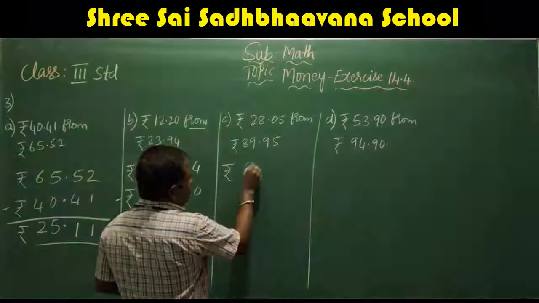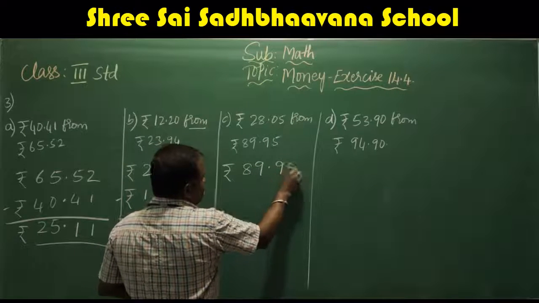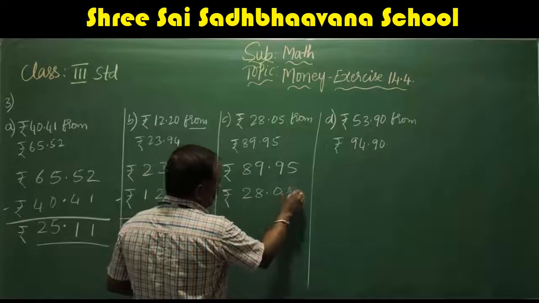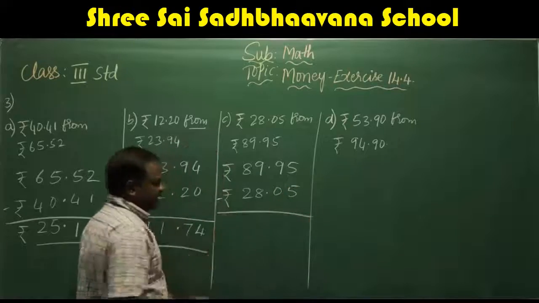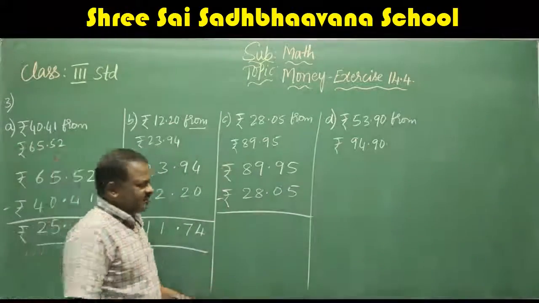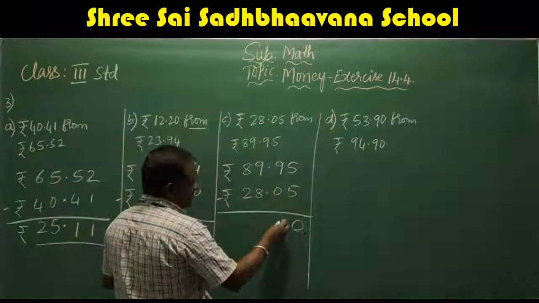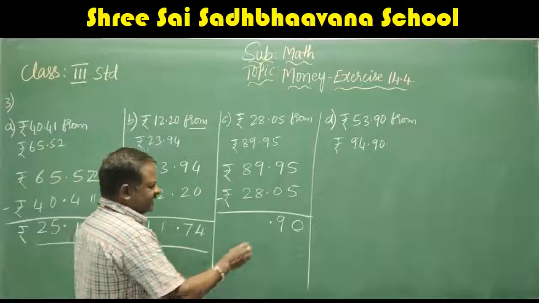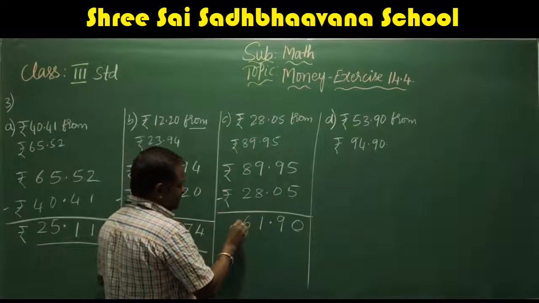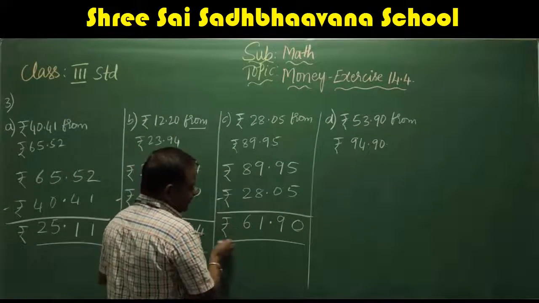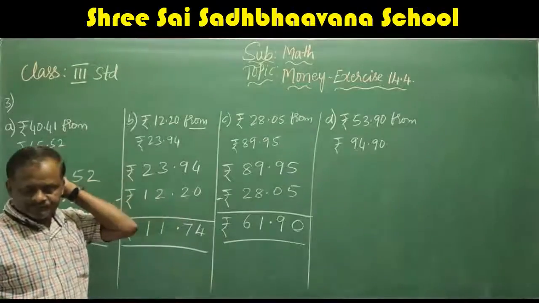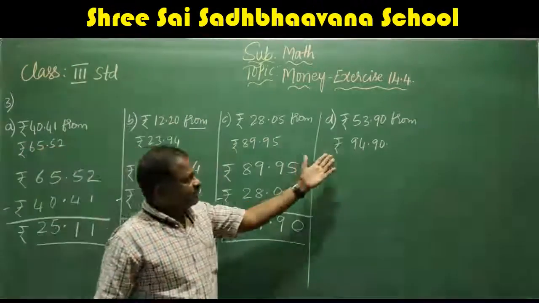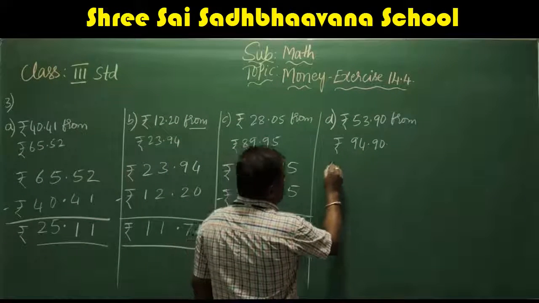Come to here. From rupees 89.95, you subtract rupees 28.05. That is, they have given 5 minus 5, 0. 9 minus 0, 9. Decimal point as it is. 9 minus 8, 1. 8 minus 2, 6. That is rupees 61.90. Rupees 61.90.